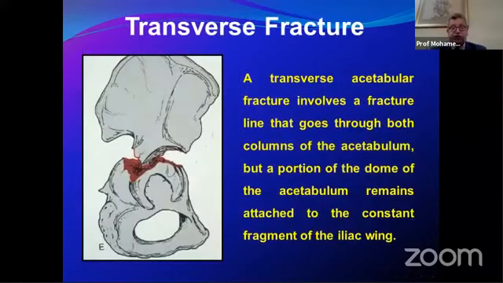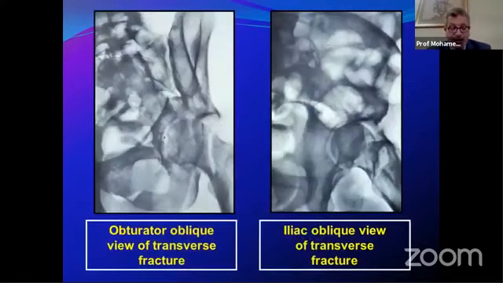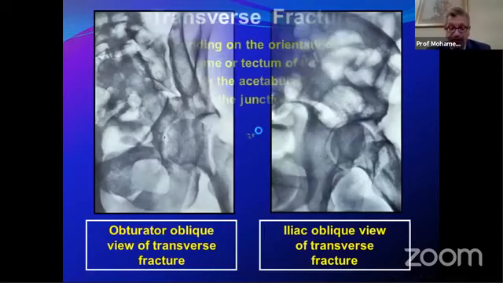The transverse fracture is a very important fracture. A transverse acetabular fracture involves a fracture line that goes through both columns of the acetabulum, but a portion of the dome of the acetabulum remains attached to the constant fragment of the iliac wing. This is the transverse involving both columns, but still there is a portion attached to the iliac wing. This is the transverse fracture in obturator and iliac oblique view.